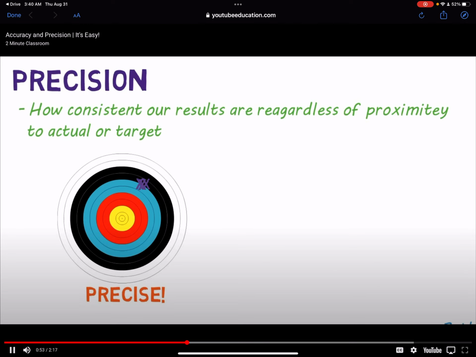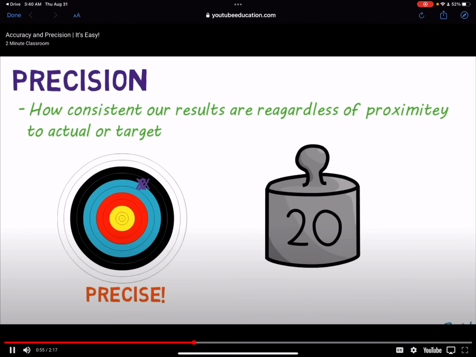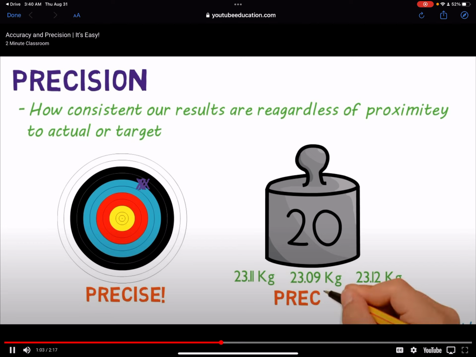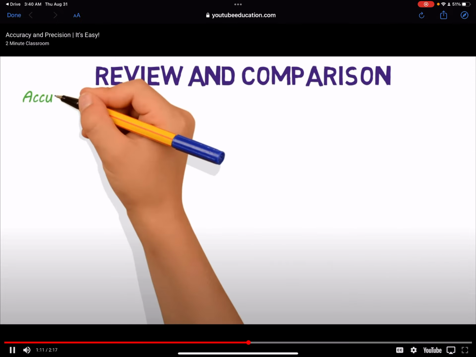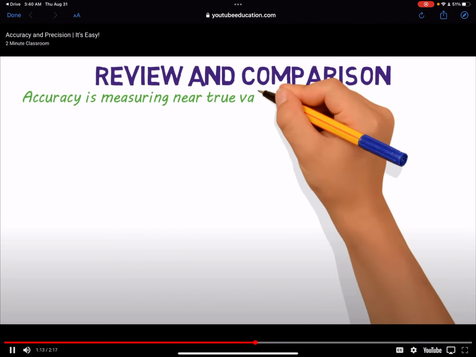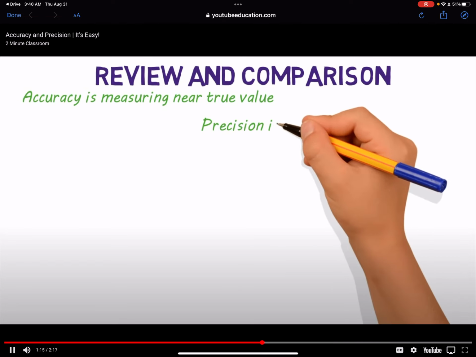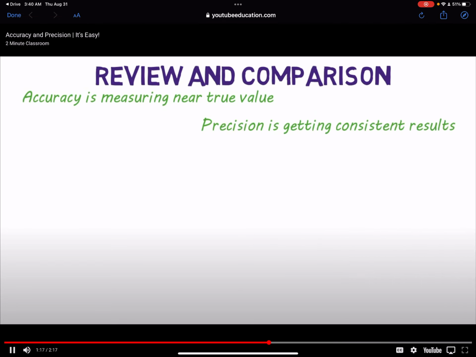Using the scale in a 20 kilogram dumbbell example, getting measurements of 23.11, 23.09, and 23.12 for the 3 trials would tell us our scale is precise, just not accurate. It's consistently inconsistent. So let's do a quick review and comparison. Accuracy is measuring near the true value, while precision is getting consistent measurements or results.